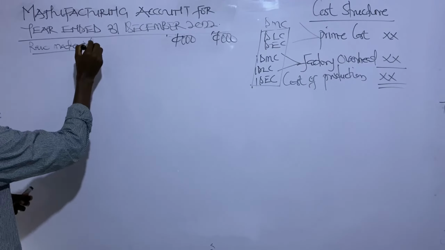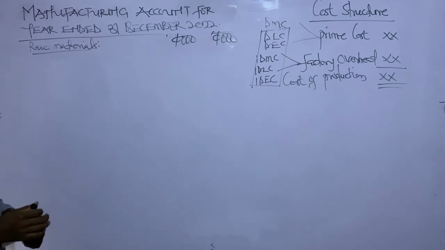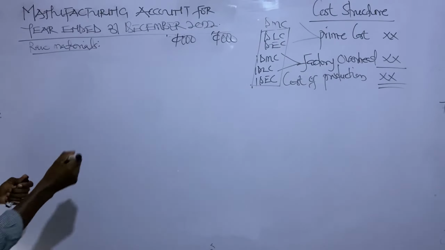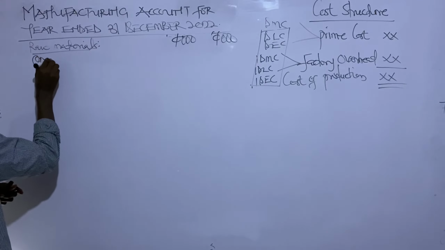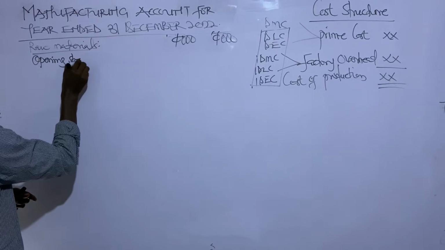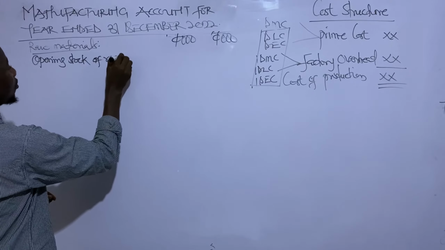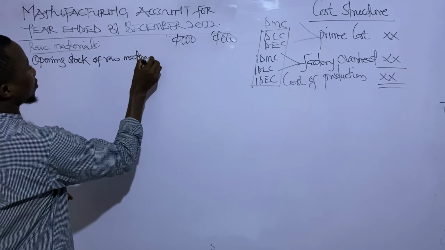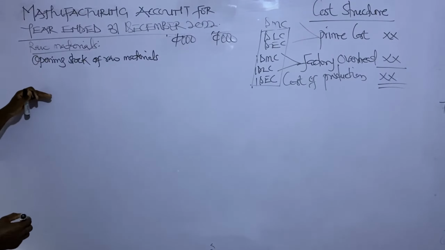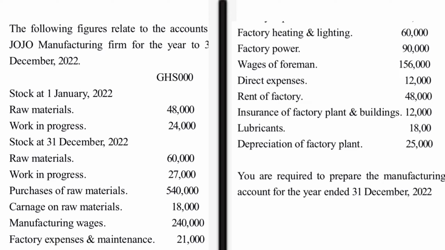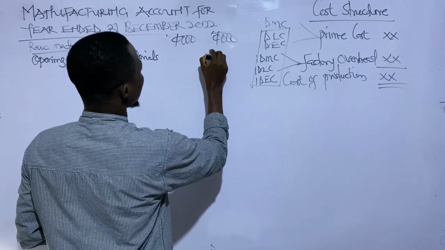Raw materials. Good. So to begin with this, we begin with what we call the opening stock. That is opening stock of raw materials. Everything I write under raw materials is raw materials, so I don't need to be adding the raw materials. From the question, you could see that the opening stock of raw materials is 48,000.